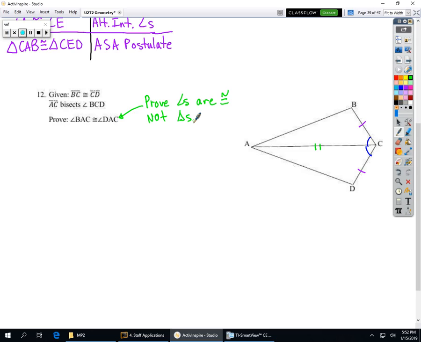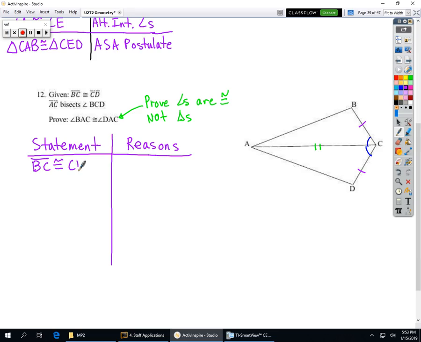All right, so let's just start writing our long proof. First things first, we need to write our givens. Statement, reasons. Our first given, BC is congruent to CD. This is because it is given. Same thing here. AC bisects angle BCD. This is also a given.